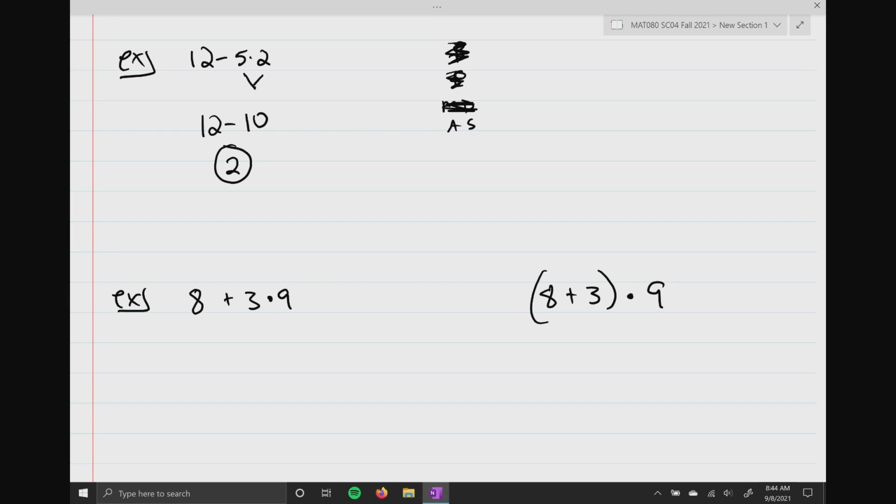So I'm going to write my PEMDAS. Now I go right down a list. Do I see parentheses? No. Exponents? No. Multiplication or division? I definitely see that. 3 times 9. It's going to be 27. Let me write it cleaner.